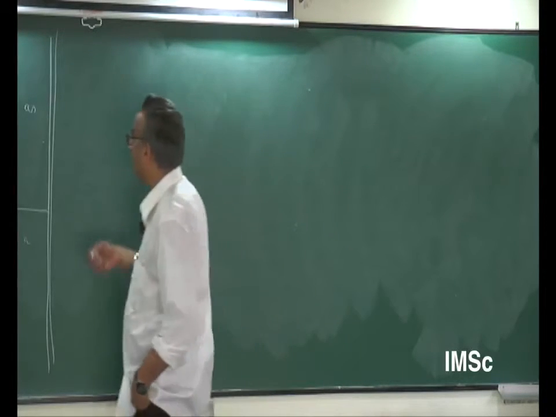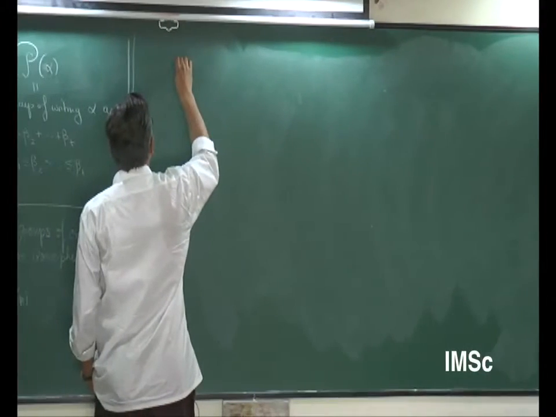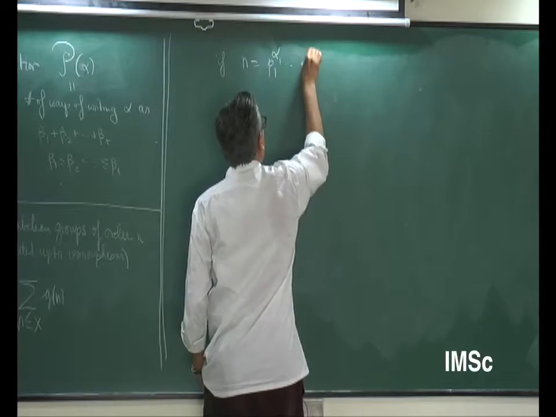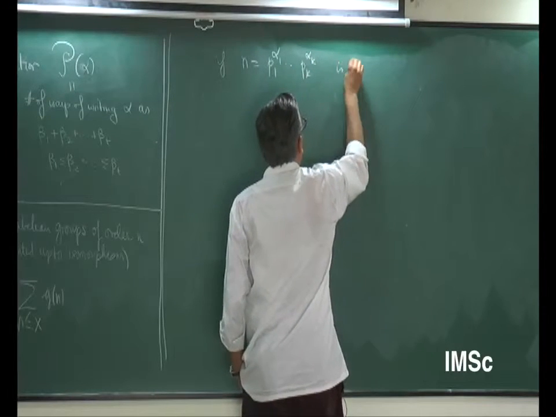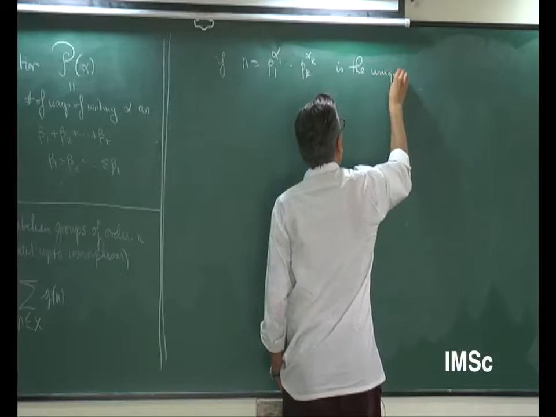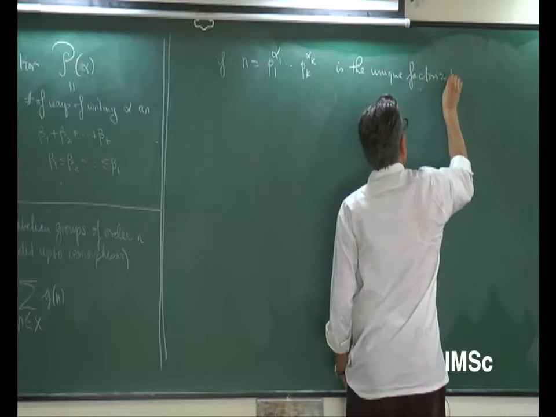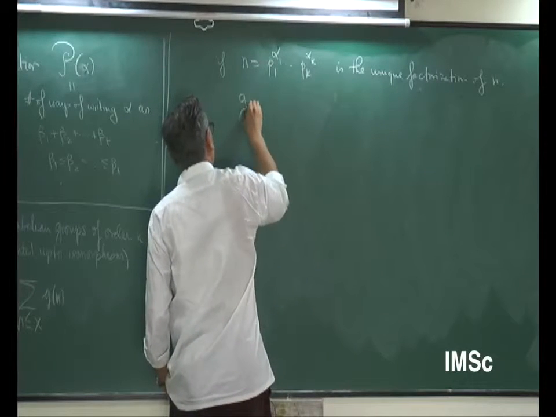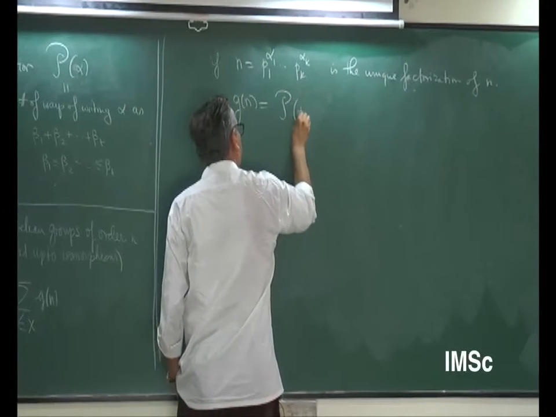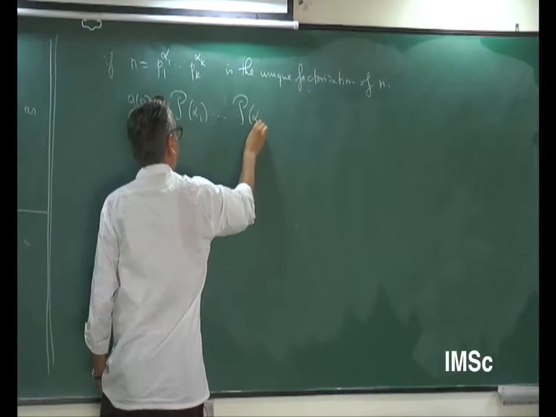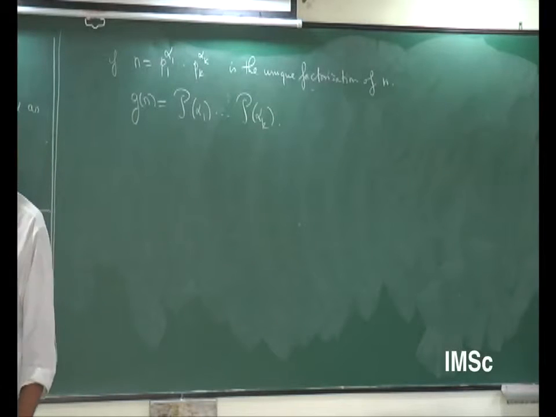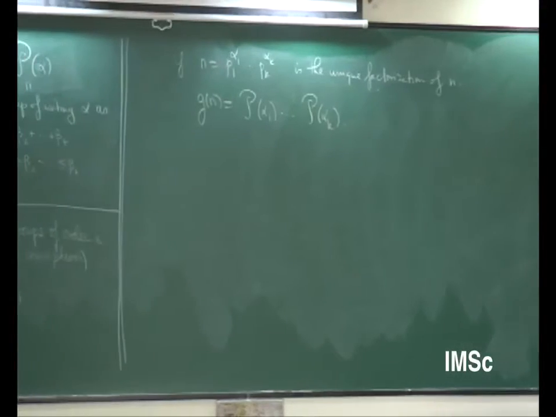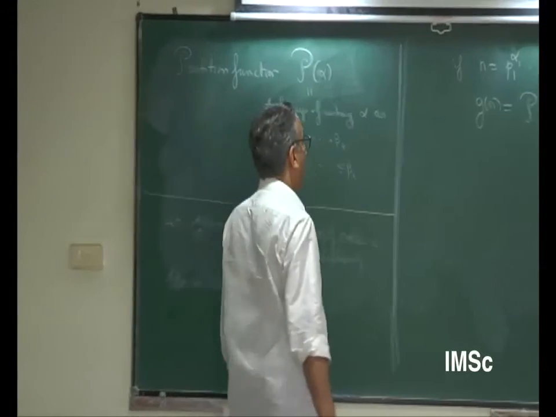Anyway, so you have this P of alpha. So here's the recipe then. If n is equal to p1 to the alpha 1 ... pk to the alpha k is the unique factorization of n into prime powers, then the number of abelian groups is the product of these partition functions. In other words, it's a multiplicative function. Unless you used the fundamental theorem of abelian groups, you wouldn't have known that. So this is a multiplicative function.